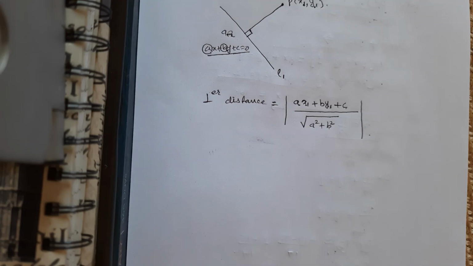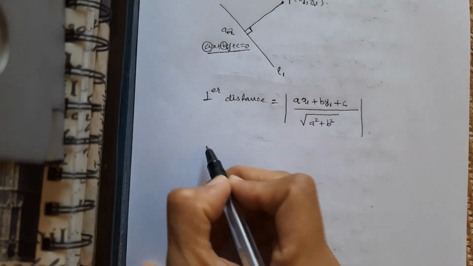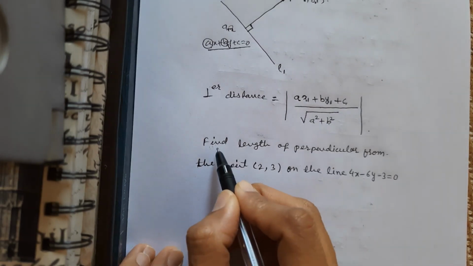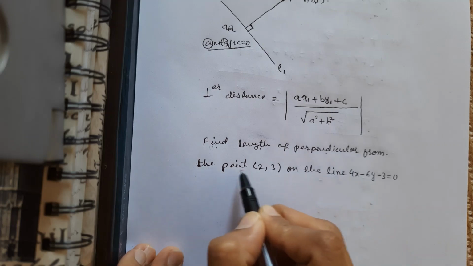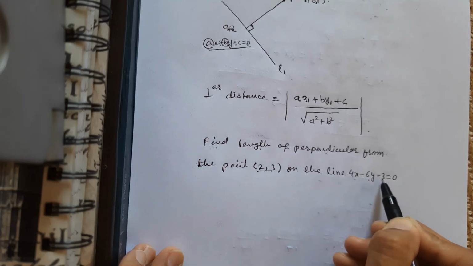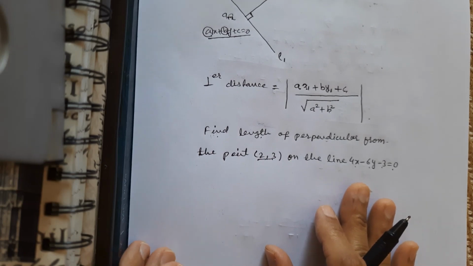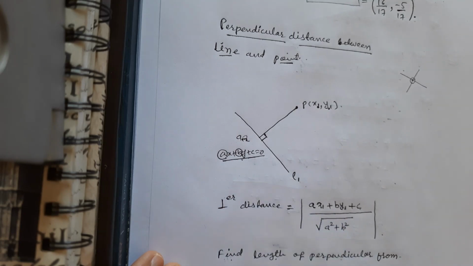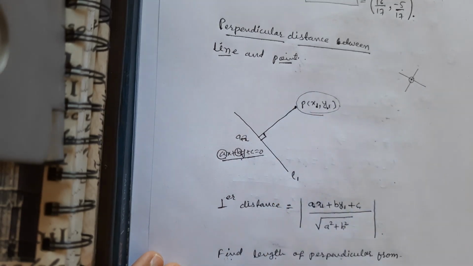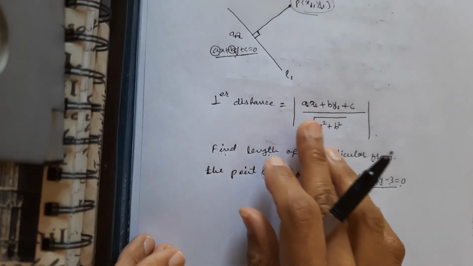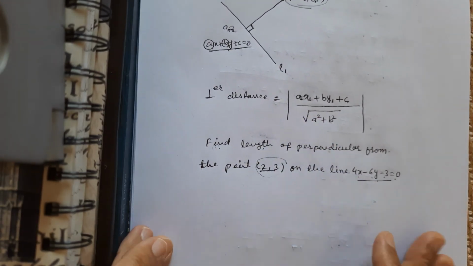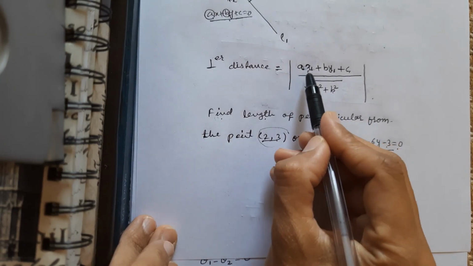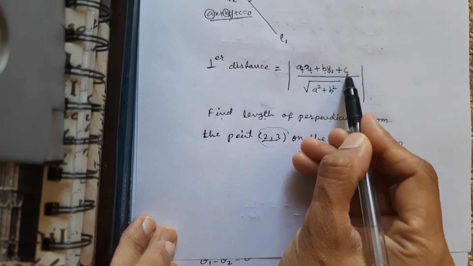So I am going to solve one example. Find the length of the perpendicular from the point 2, minus 3 on the line 4x minus 6y minus 3 equal to 0. The equation of the line is given, and the point from where we need to find is given as 2, minus 3. So using this formula I am going to find it. The perpendicular distance is given by this. So first of all I need to find a x1 plus b y1 plus c.